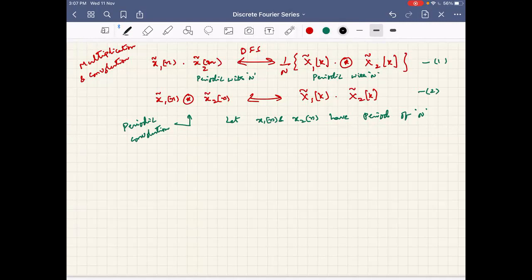See, what do we mean by periodic convolution? I will define it first. If we take any two sequences x1 of n, x2 of n, what is convolution? Summation of x1 of k, x2 of n minus k. This is the convolution, right? Let this be x3 for simplicity, and this is how we define it, and k varies from minus infinity to infinity. That's what we usually define.